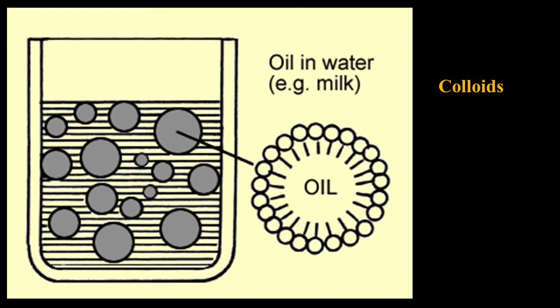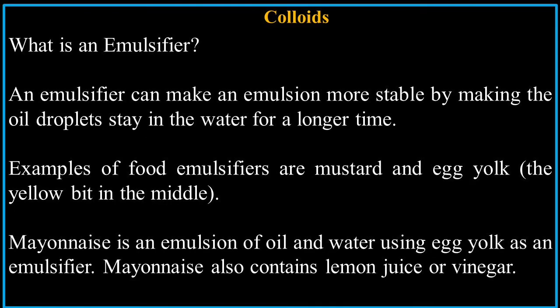Here's a better example of a micelle. Now, these are blow-ups of what really exists, but in, for instance, milk, which is approximately 4% fat, if it wasn't for some kind of ability to form an emulsion, you would be able to see the fat floating on the surface of the water part of the milk. So these are called micelles. What is an emulsifier? An emulsifier can make an emulsion more stable by making the oil droplets stay in the water for a longer time.